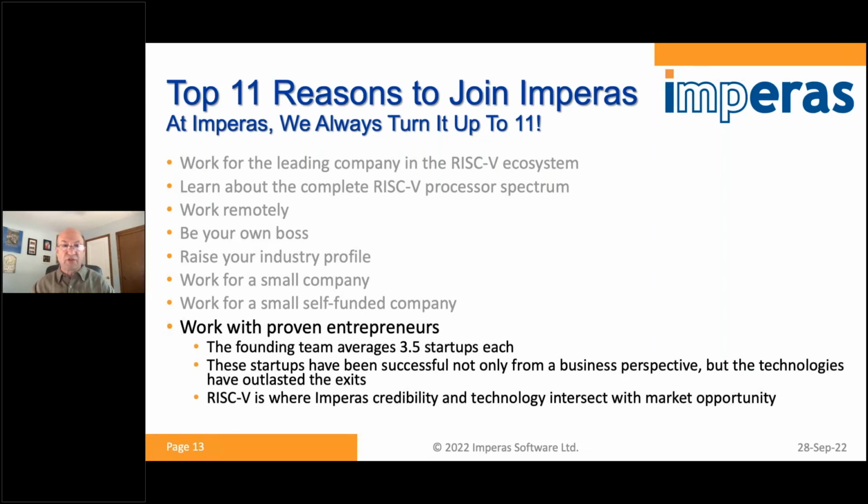You can work with proven entrepreneurs. The founding team averages 3.5 startups each. These startups have been successful not only from a business perspective, but the technologies that have been developed in these startups have outlasted the exits. The companies that we've started have developed technologies and were acquired for those technologies and not just for the people, not just for one or two key customers. This is an important thing in building companies. RISC-V is where the Imperas credibility and technology intersect with market opportunity.